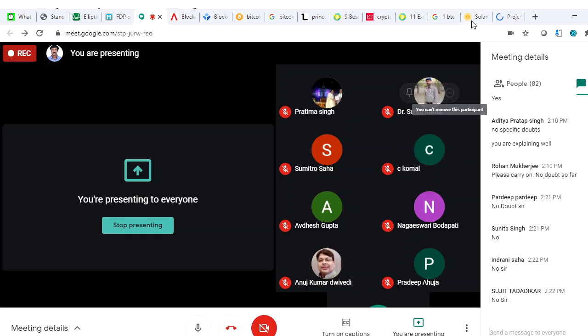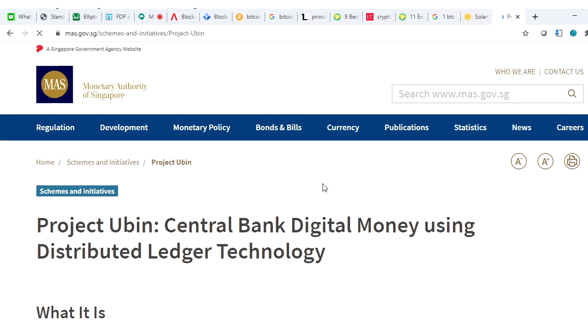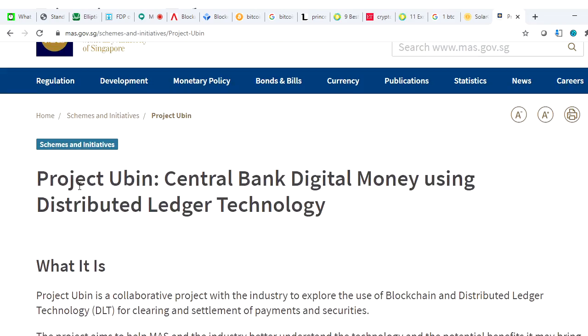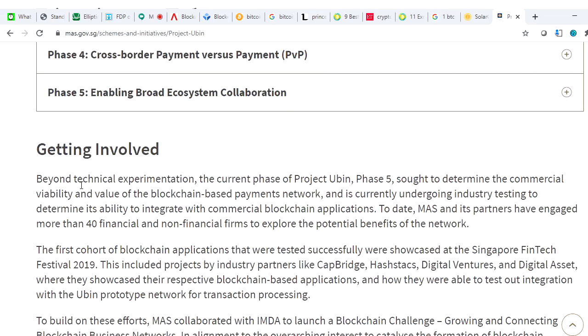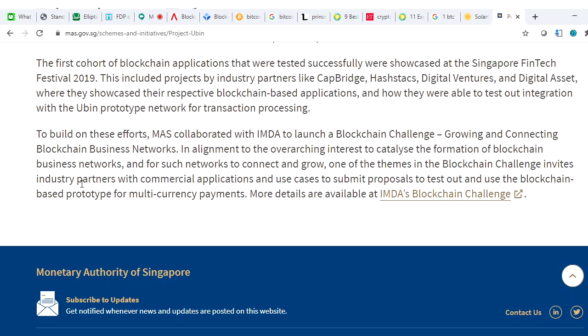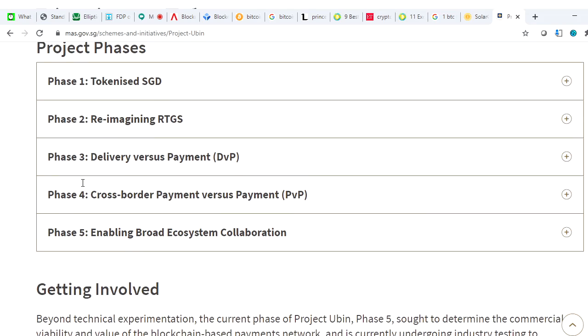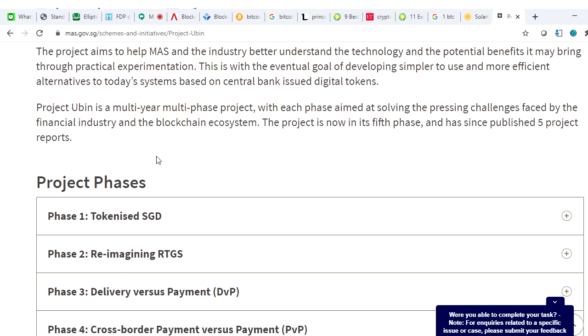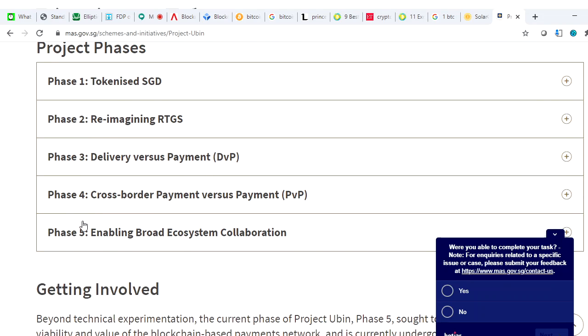Well, the Monetary Authority of Singapore's Project Ubin: central bank digital money using distributed ledger technology. They started this project to make a blockchain bank. This is also a beautiful idea. They have clearly mentioned the project phases. We are going to develop this entire project in several phases, from phase 1 to phase 5.